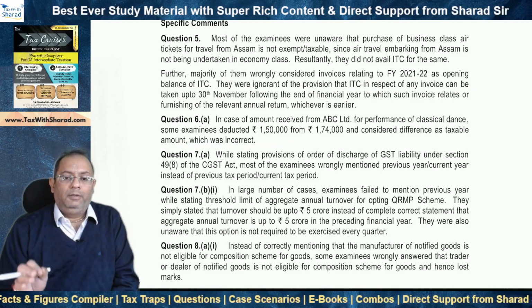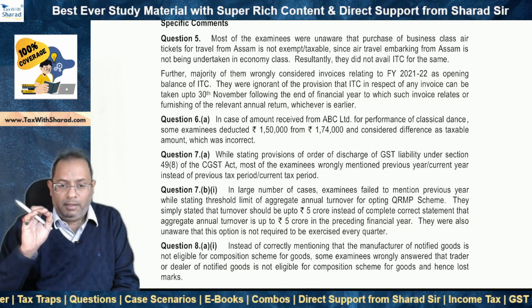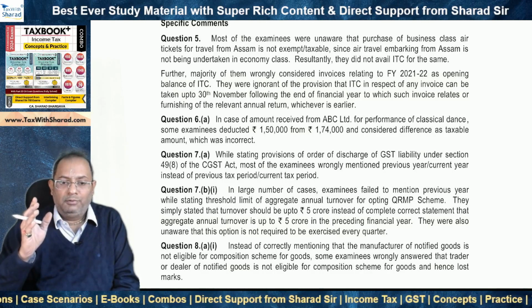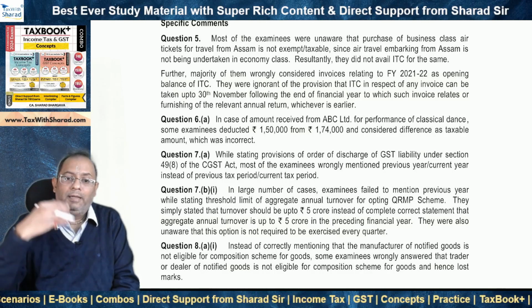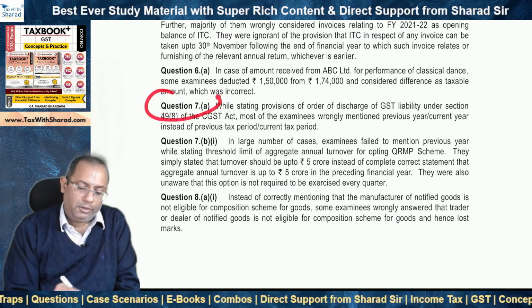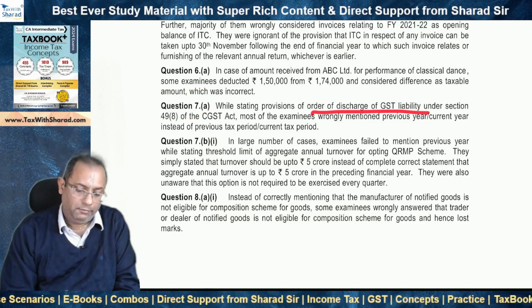So in respect of this particular point, in respect of performance, you need to take into account the fact that if the amount exceeds 1,50,000, then it is not the excess that is taxable, the entire amount is taxable. That means nothing becomes exempt. Next comment is with regard to question 7A, and this is with regard to order of discharge of GST liability under section 49(8).